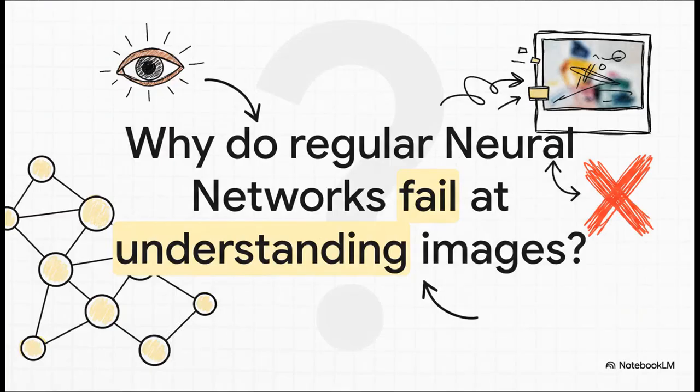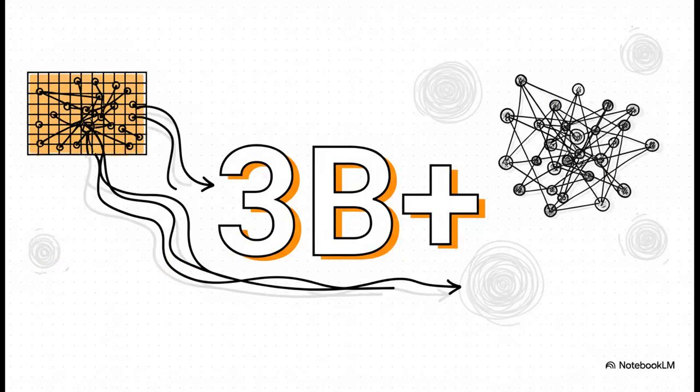So, our first clue is a bit of a paradox. We've got these standard neural networks, right? They're incredibly powerful tools. They can master all sorts of complex data. But then you show one a simple picture and it just falls apart. It gets completely overwhelmed. So why does this brilliant piece of technology fail so spectacularly at something a toddler can do in a heartbeat?